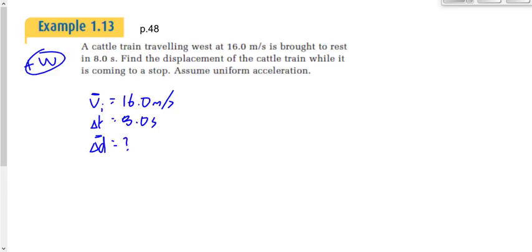Is there anything else that I have? If I read between the lines, yep, good. How do you know that? Yeah, it says it's brought to rest. So they tell me that VF is 0, but not in so many words. I got to read between the lines a little bit there. VF is 0 because we're brought to rest. We know it's group B, right? So let's pick from our group B equations, all 5 of them. Which one do you want to try?